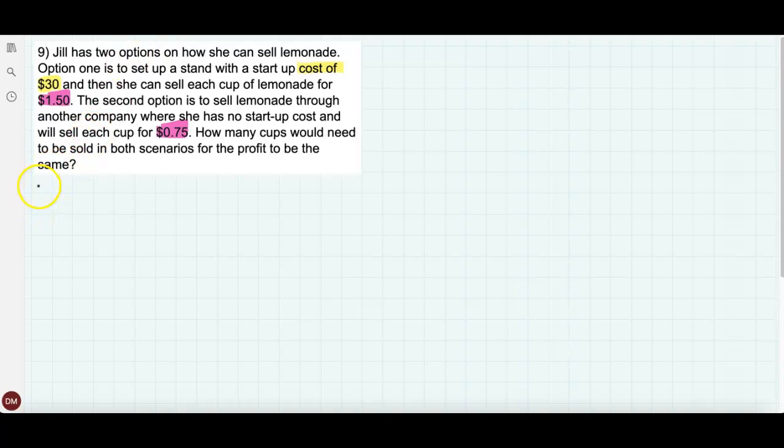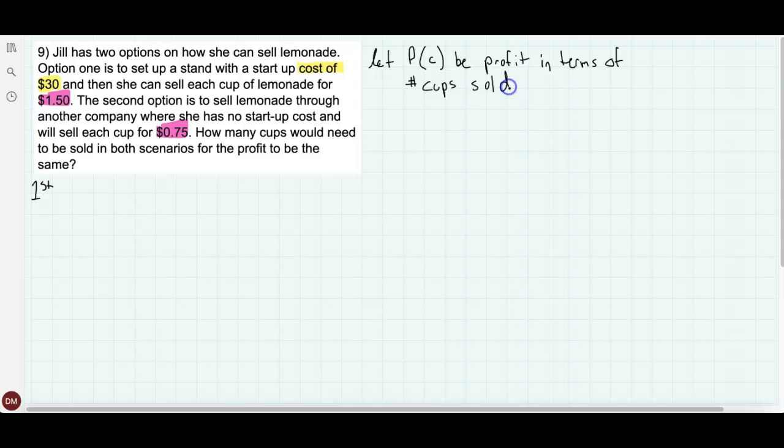Let's call it the first one. In that case, the profit. Let's say P of C be profit in terms of number of cups sold. So the number of cups sold, that's like your X. And P of C is like your Y. Okay? All right, so let's just set it up that way.